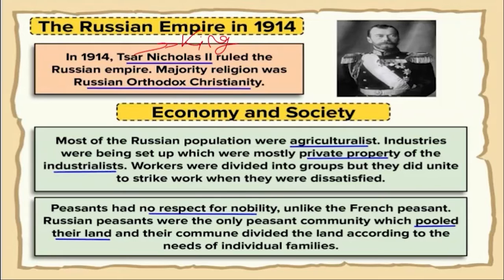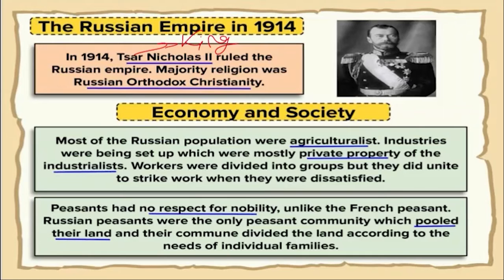Now these peasants had no respect for nobility, as in the landowners, unlike the French peasants. We know that the French peasants in the French Revolution were very kind. They would listen to the nobility and suffer the adversity. But Russian peasants were not like that. They said, you're fighting with us, you're not giving it, we will kill you. So they directly killed them without even understanding the consequences.